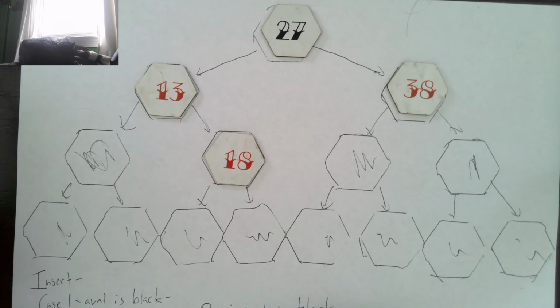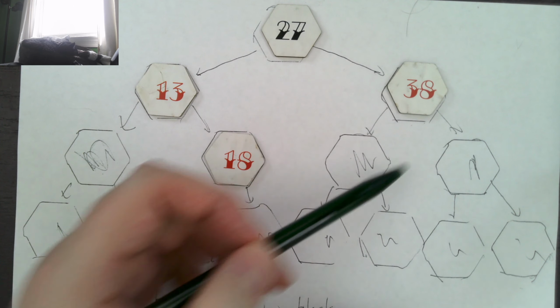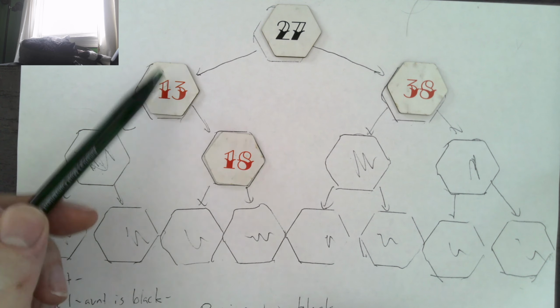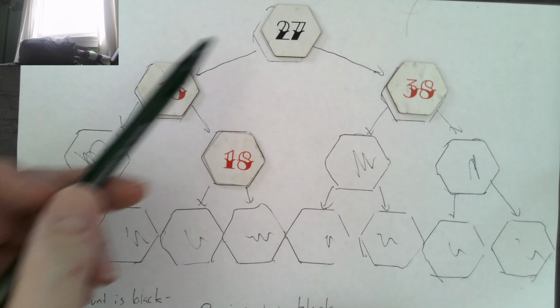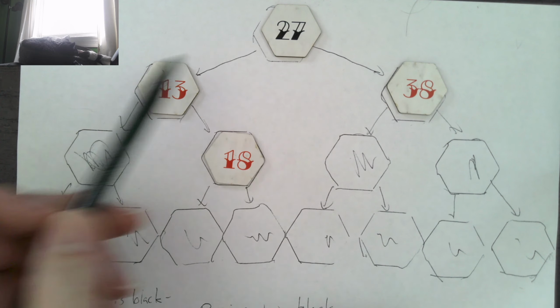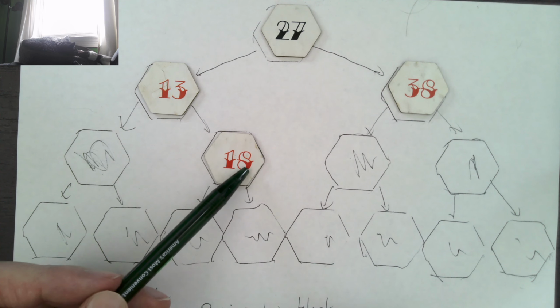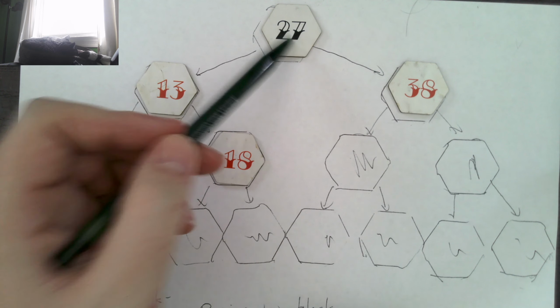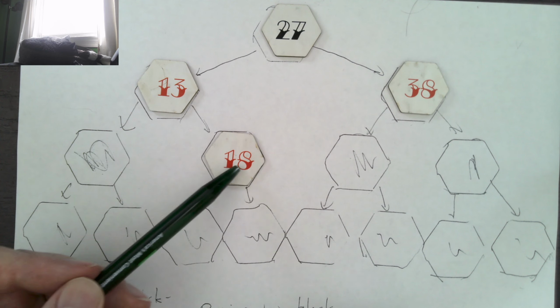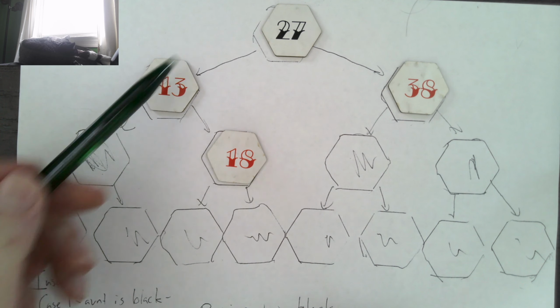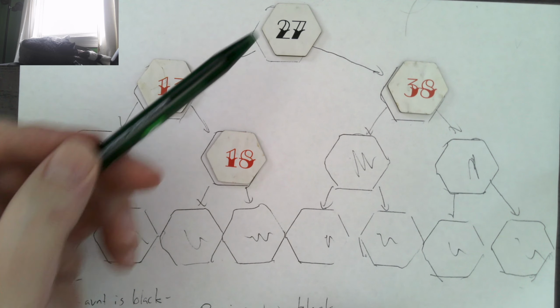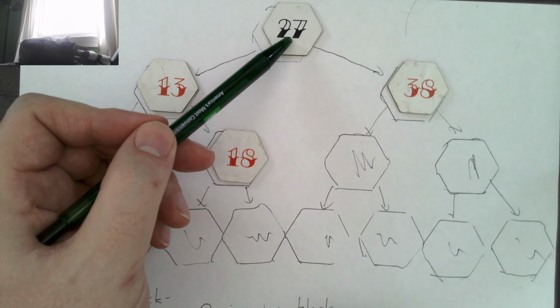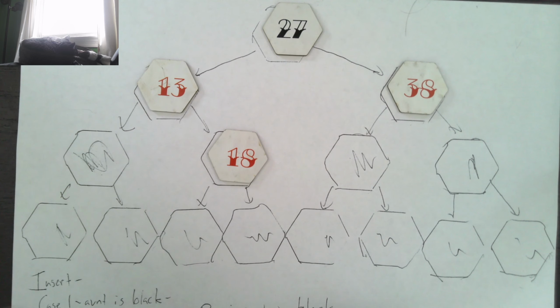You may ask, well, how do I find the aunt with code? You would go up to your grandparent and then you would keep track of who your parent is and you would look at the other child. So my parent is the left child of 18. Or you could just say, I'm 18, my grandparent is 27, and because 18 is less than 27, my aunt must be the right child, so on. So we see that it's red.